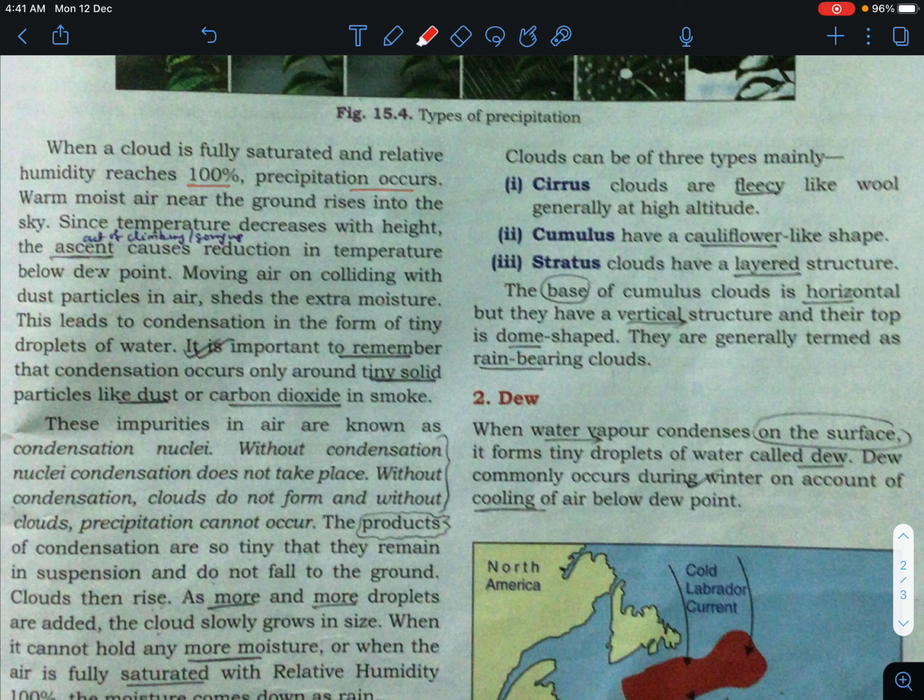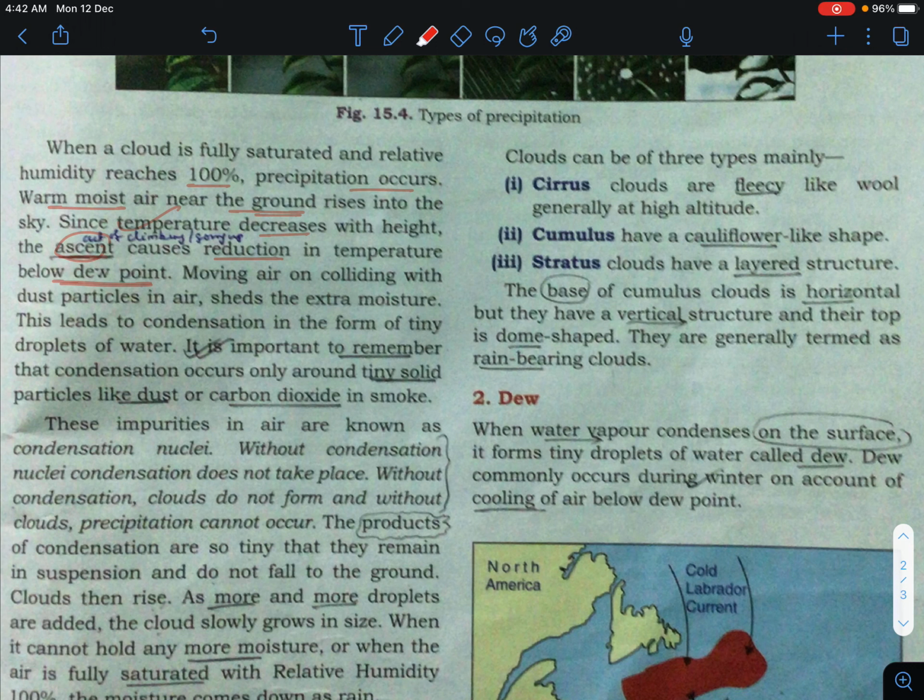It is saying that the warm air, the warm moisture near the ground, is going to rise into the sky, and since the temperature decreases with height, the ascent causes a reduction in temperature. The ascent means the act of going up of the air, which causes a reduction in temperature, because with height the temperature decreases, and if the temperature decreases to below the dew point, the moving air collides with dust particles.